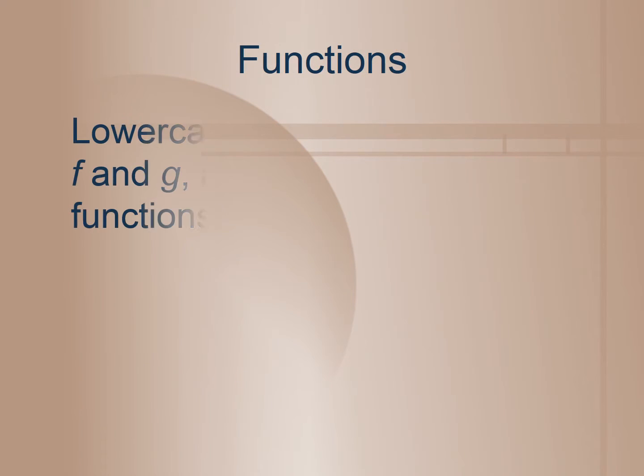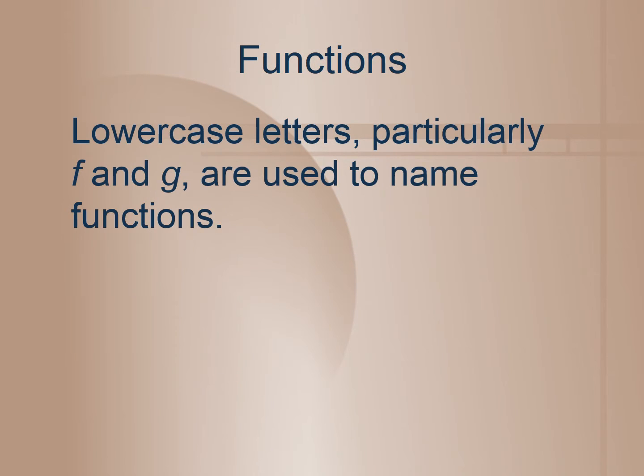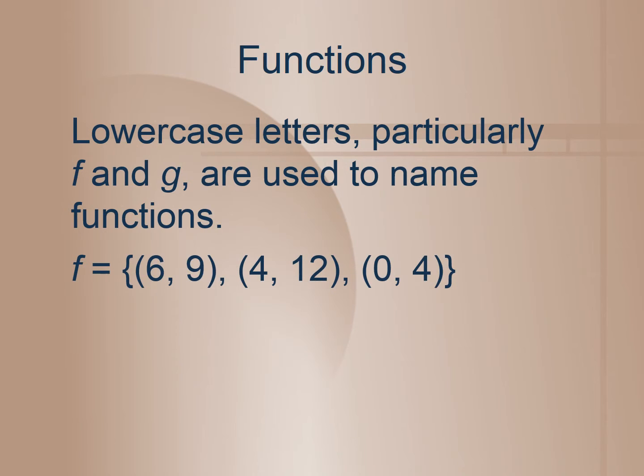So let's take a look at how to write functions. We were using capital letters to write relations, but if you have a function, we're going to use lowercase letters instead of capital letters. Usually we use the letters f and g to name our functions. So function f, we would say, is (6, 9), (4, 12), and (0, 4).